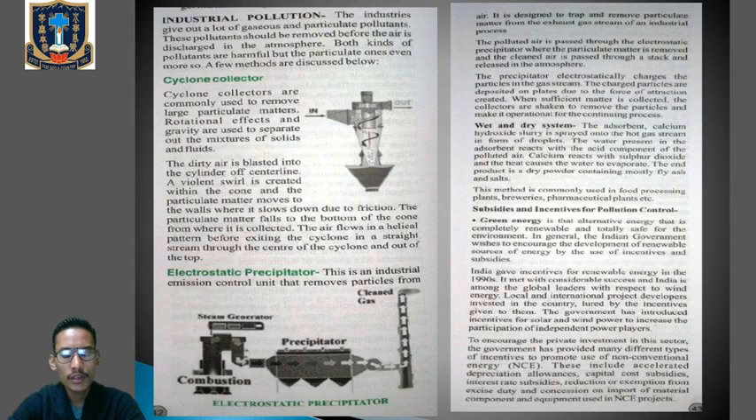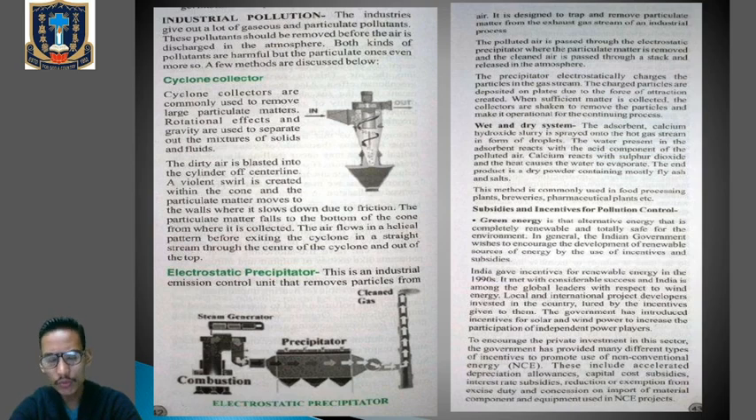Clear? So industries give out a large amount of gaseous pollutants and particulate pollutants. These pollutants pollute the air. So before these pollutants are released into the air from the industries, they need to be removed. The gaseous pollutants and the particulate pollutants need to be removed before being released into the environment, or else they will bring air pollution.